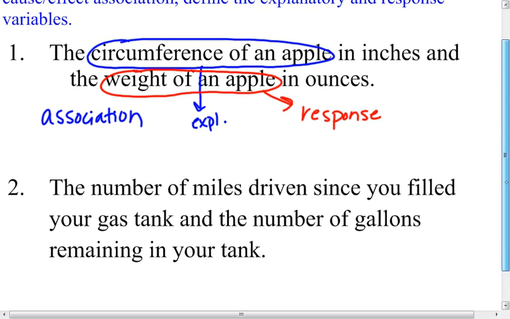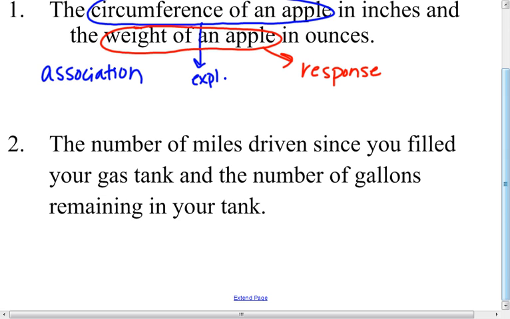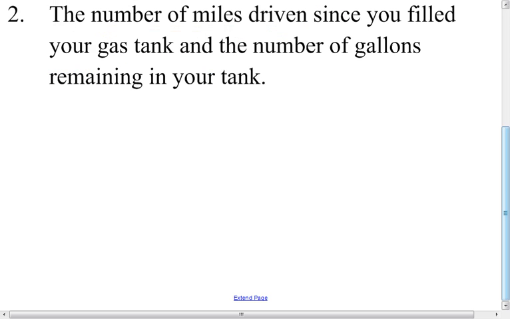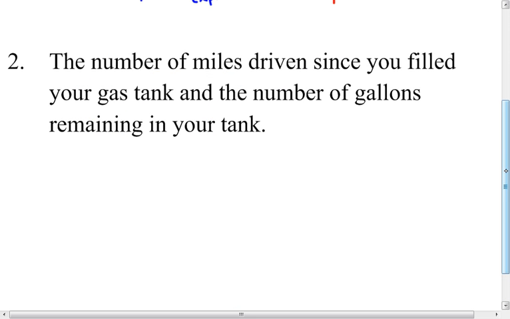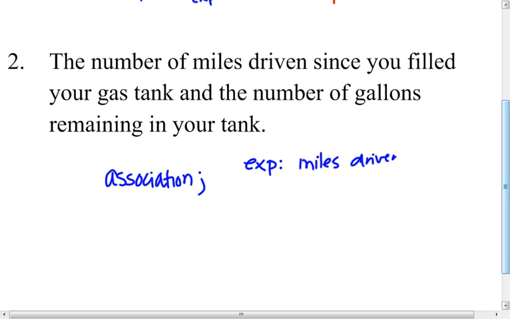Okay? The next one, the number of miles that you've driven your car since you filled your gas tank, and the number of gallons of gas remaining in your tank. Okay, definitely a relationship. Clearly, the farther you drive, the amount of gas in your tank changes. Okay, so definitely an association. And then the explanatory variable in this case would be the miles that you've driven. That is what's causing the change in the gas in your tank.